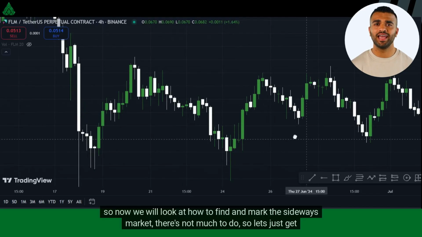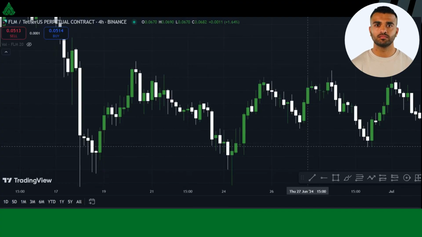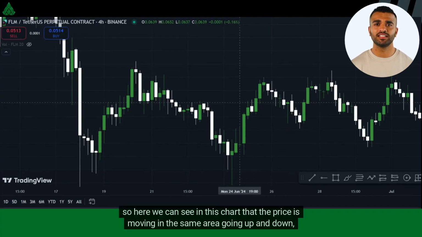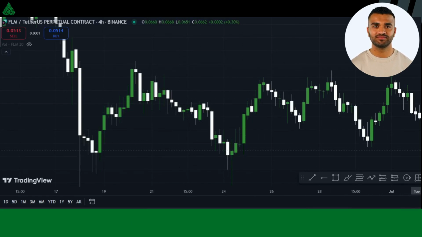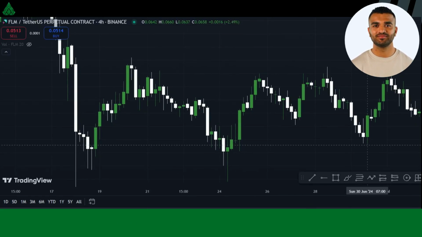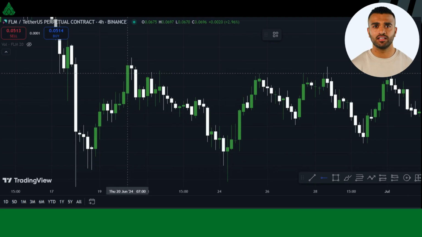So now we will look at how to find and mark the sideways market. There's not much to do, so let's just get right in. Here we can see in this chart that the price is moving in the same area, going up and down. So this right here will be our resistance. We will draw our trend line where all the highs are respected, like this.